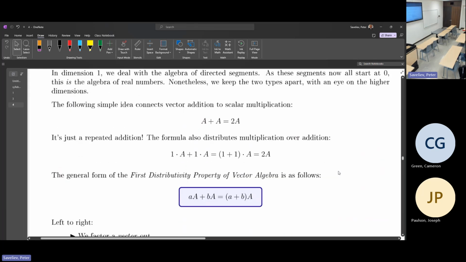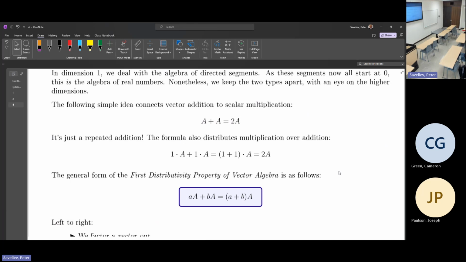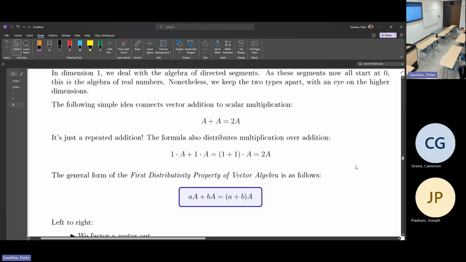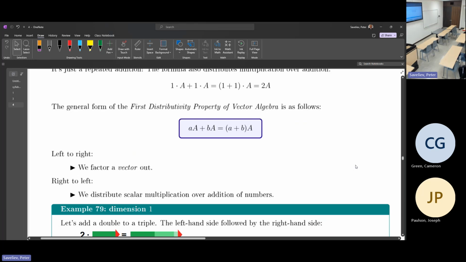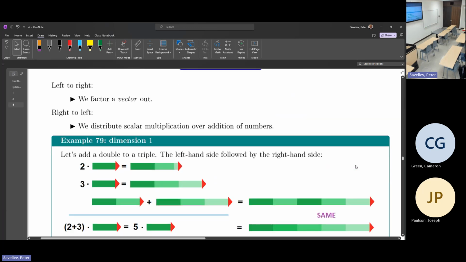That's what the first distributive property looks like, once again written in vectors. If you don't know that capitalization stands for vectors, you wouldn't think it is any different from the very familiar distributive property of algebra of numbers. And then once again, you can see it in vectors.